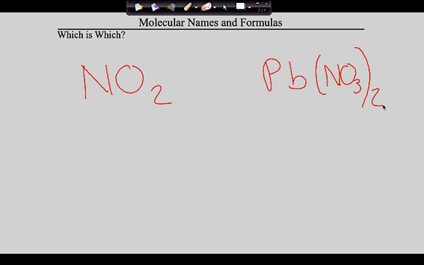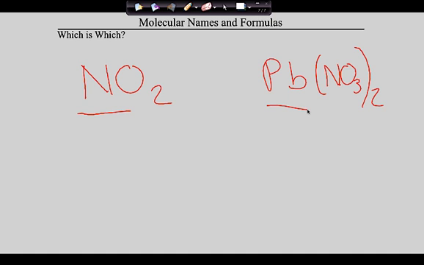All you've got to do is look at the first element, because the second part is either going to be a non-metal or a polyatomic. So all you've got to do is look at the first element. What if it's a non-metal? It's a molecule. What if it's a metal? It's a salt. Guys, that's all there is to it.